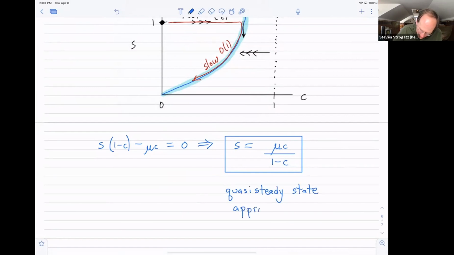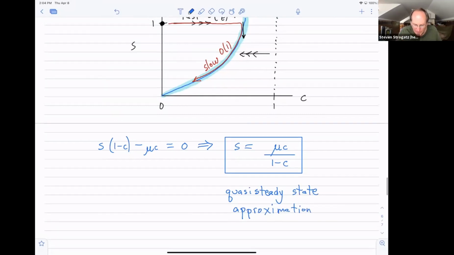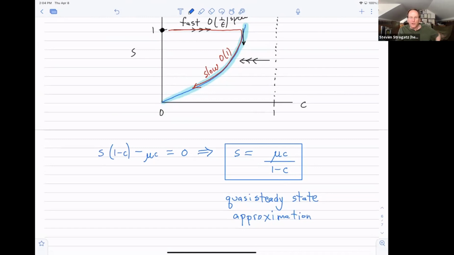The quasi-steady-state approximation is that S and C are linked by this formula. Except for the very short transient that we saw during the bolt of lightning, S and C are just given algebraically through this relationship. If I know S, I know C, and vice versa. In perturbation theory terms, this is the outer solution.